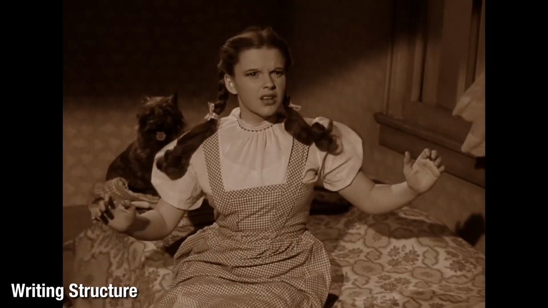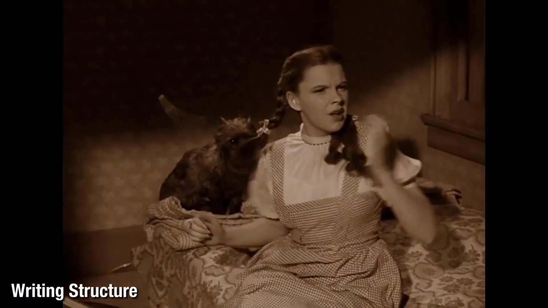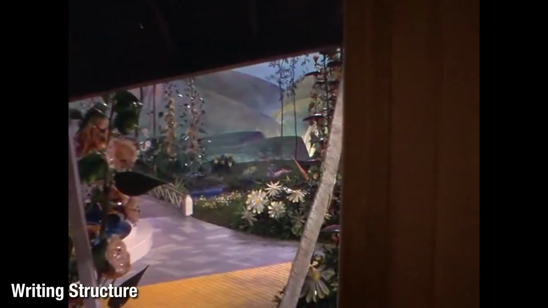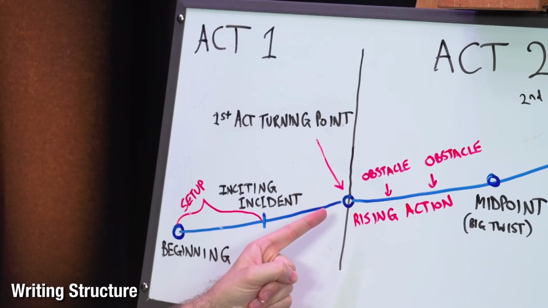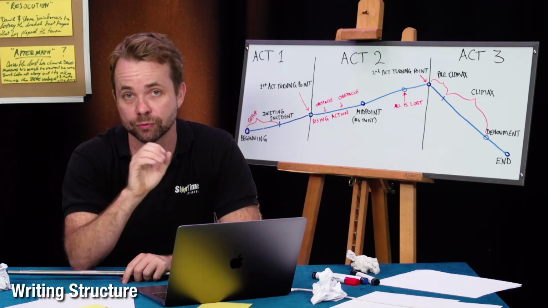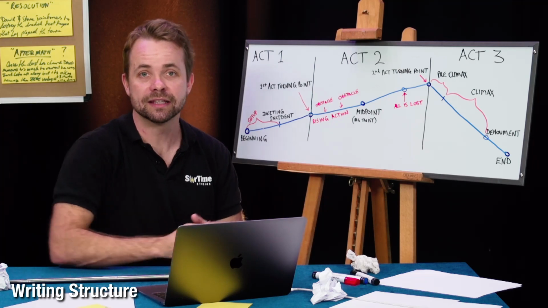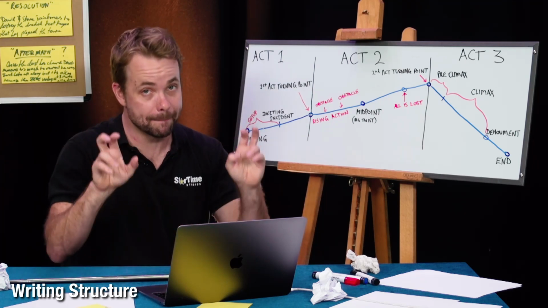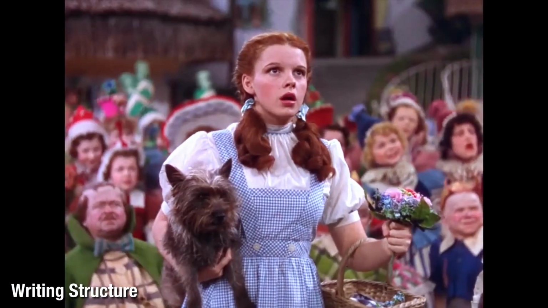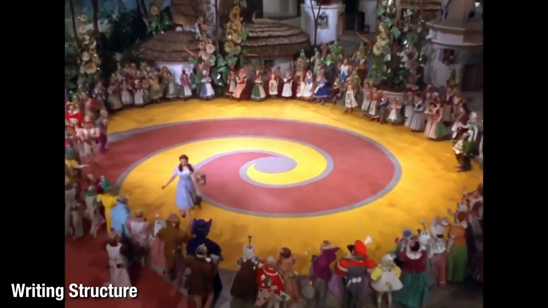If we were to use the Wizard of Oz for an example, the inciting incident is the moment the Twister takes Dorothy away from Kansas. Then we have the first act turning point, where your character has wrestled with what to do with the inciting incident and decides to embark on the journey. This is when we truly see what the film is about. Dorothy chooses to see the wizard and starts down the yellow brick road.